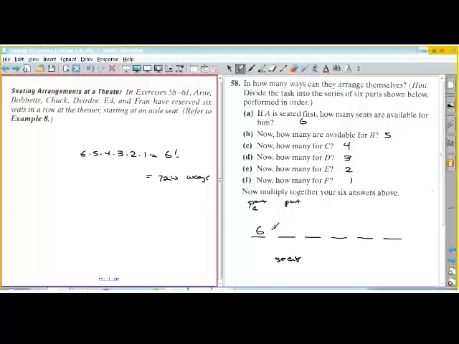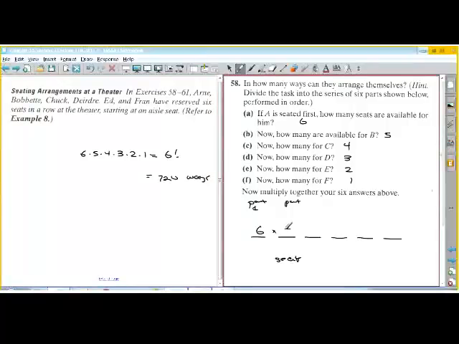And you can see you're going to end up with the same result when you go through all 6 steps the way that I did it. You get 6 factorial, which is 720. So you just have to think about the process. You have to think about breaking a process up into various steps, and then how many choices you have in each step.